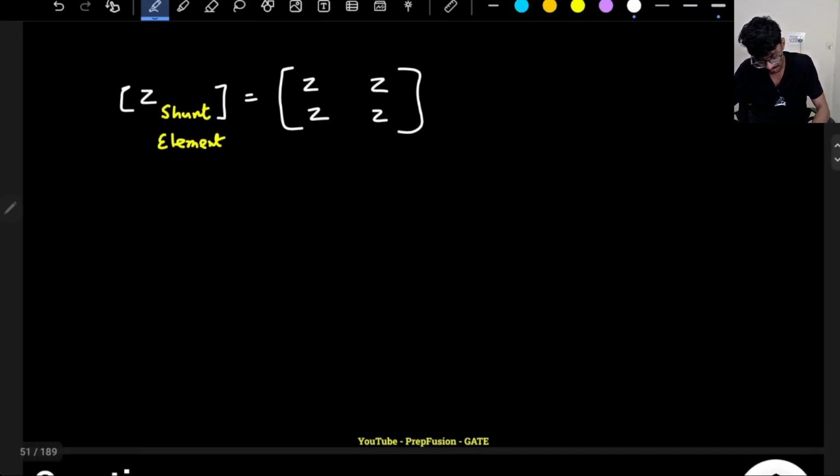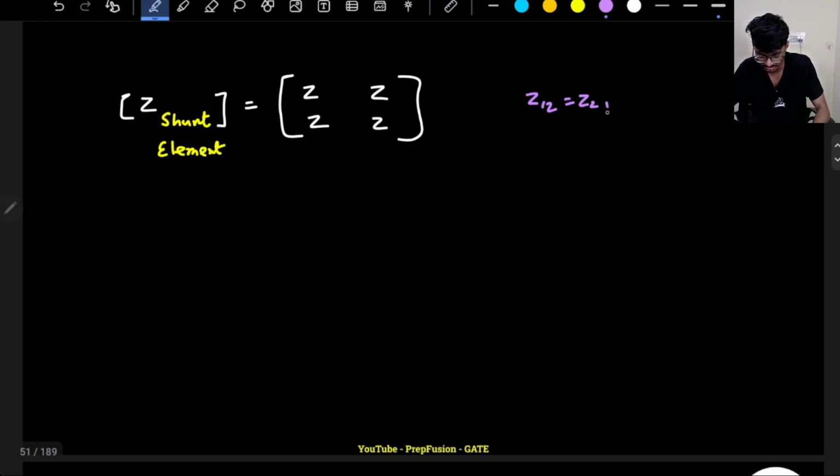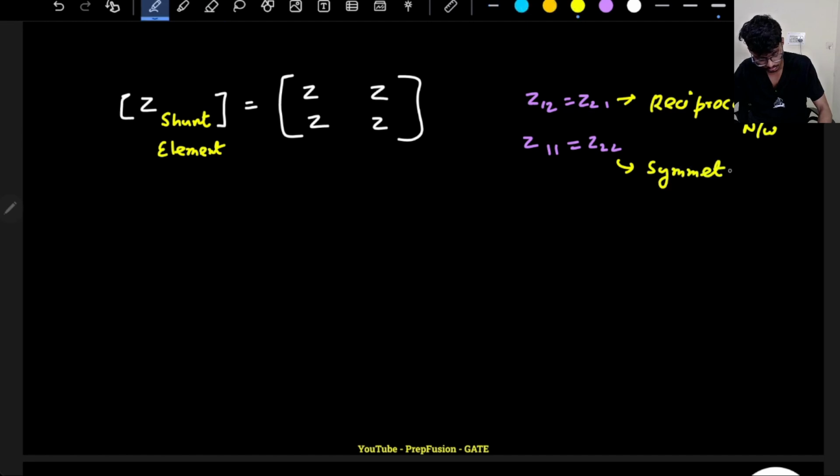One important fact, of course: if z12 is equal to z21, it is reciprocal. Another important fact that we will discuss later as well: if z11 and z22 are same, basically it is a symmetrical network. This is the condition for a reciprocal network, and this is the condition for a symmetrical network.